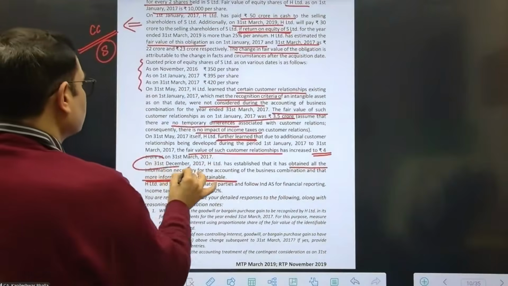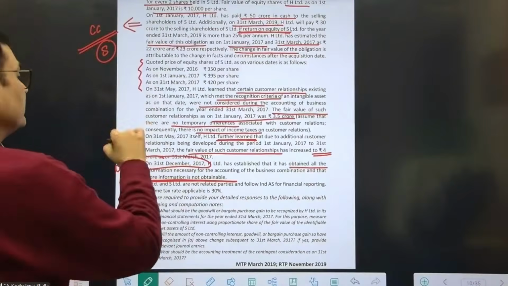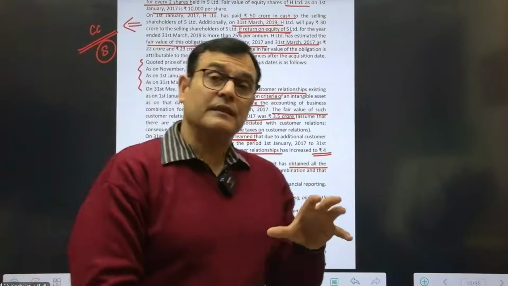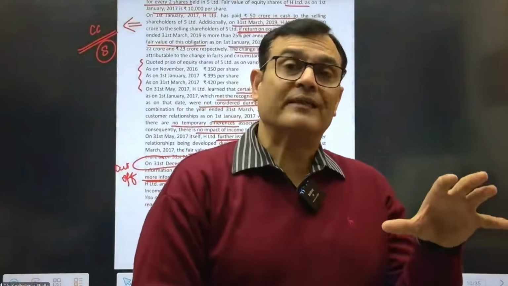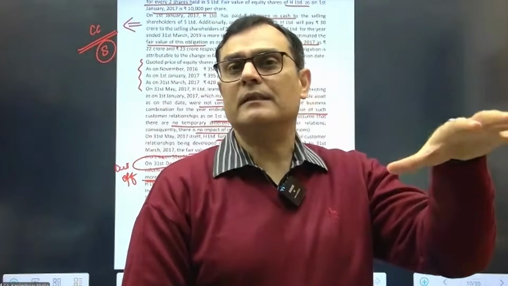So this 31st December is the cut-off date when your measurement period concept comes to an end, because the company is going to consider the information maximum within 1 year from the date of acquisition. Otherwise, whenever the company says that yes, this is the cutoff date, now we're not going to get any further information. So you can say 1 year is the upper limit, or the date when the company says no further information is going to come.